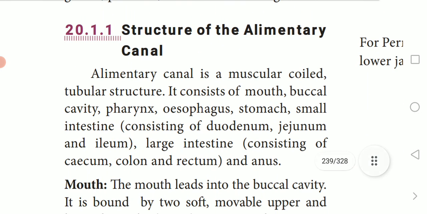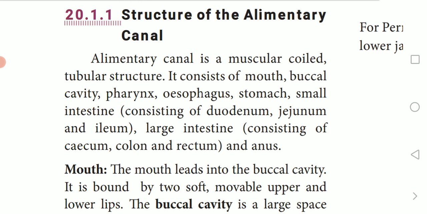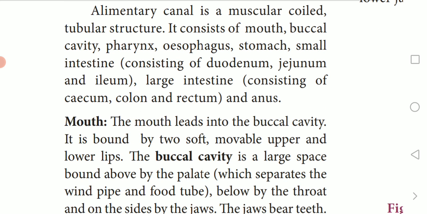Alimentary canal is a muscular coiled tubular structure. It consists of mouth, buccal cavity, pharynx, esophagus, stomach, and small intestine. The small intestine consists of the duodenum, jejunum, and ileum. These three parts are present in the small intestine.